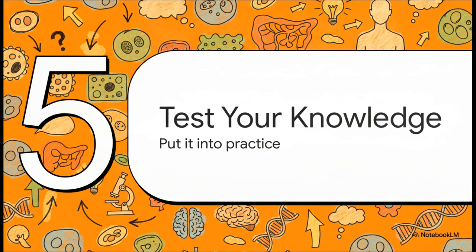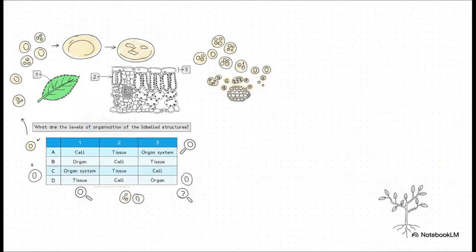All right, we've covered a ton of ground today. Let's jump into section 5, test your knowledge. Let's put this into practice. Okay, here we have a diagram of a plant leaf alongside 3 numbered labels. Label 1 points to the whole leaf itself, label 2 is pointing to a single palisade mesophyll structure deep inside, and label 3 points to the upper epidermis layer on top.